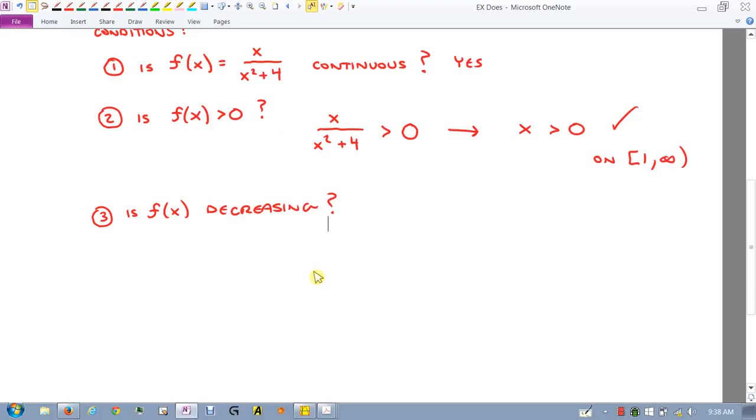Well, we know how to show a sequence is decreasing, don't we? Last time we did that, last class, or maybe it was the one before. The one before.